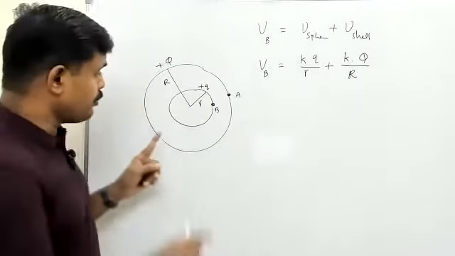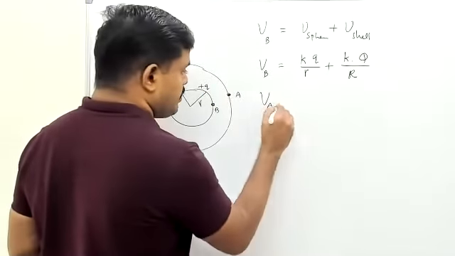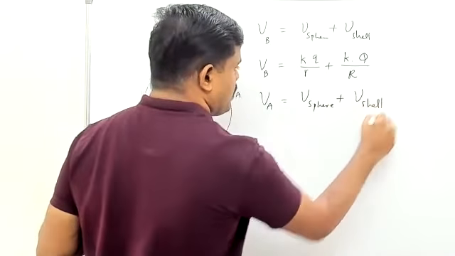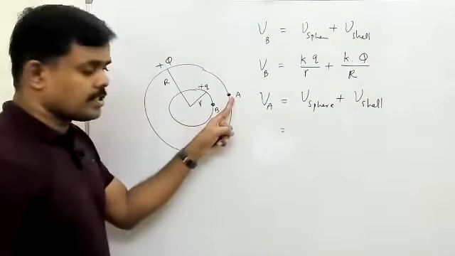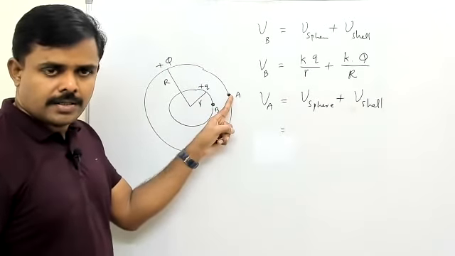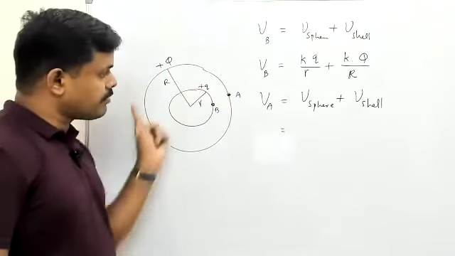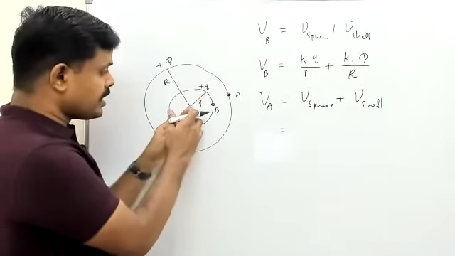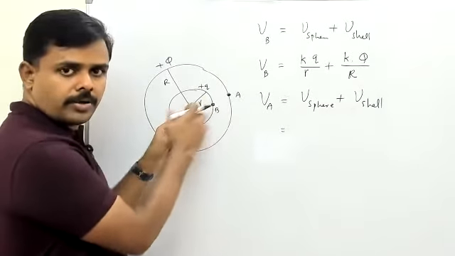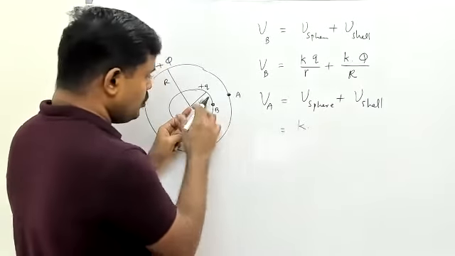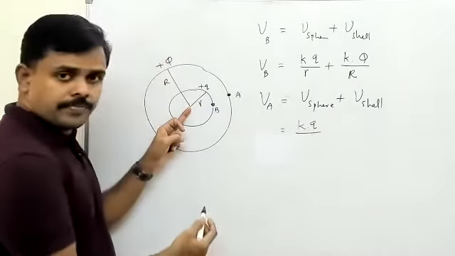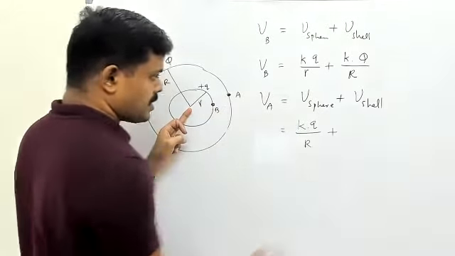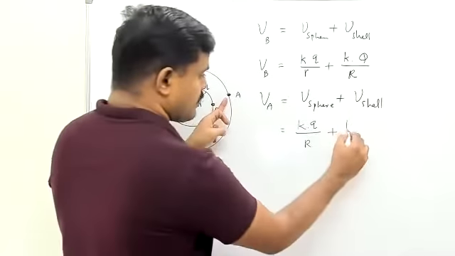Now, second one, I'm going to find out potential at A. What is potential at A? Potential at A also has 2 contributions, V sphere plus V shell. A is a surface point for the shell, right? But for the inner sphere, it is actually an outside point, no? Outside point. So K into its charge divided by distance to that point. Distance to that point is capital letter R, plus for the shell, it is a surface point.